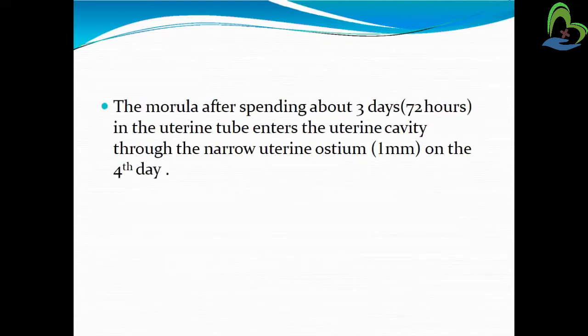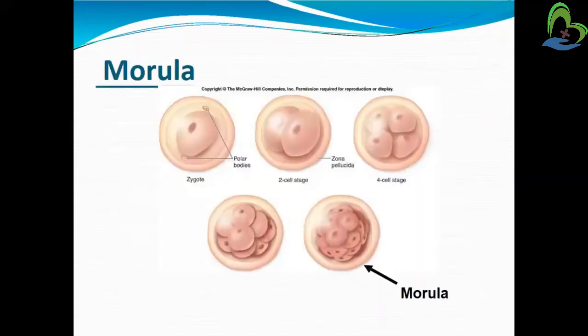Next, the morula spends about 3 days, meaning 72 hours, in the uterine tube, and enters the uterine cavity through the narrow uterine ostium, whose diameter is 1 millimeter, on the 4th day. So after fertilization, the morula spends 3 days in the uterine tube and then enters the uterine cavity through the narrow uterine ostium. This is about the morula, and in this figure you can understand it easily.